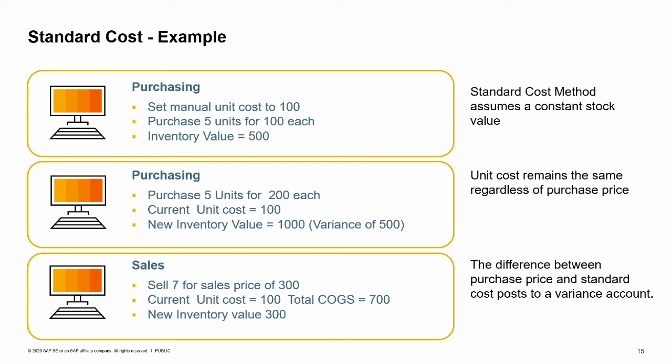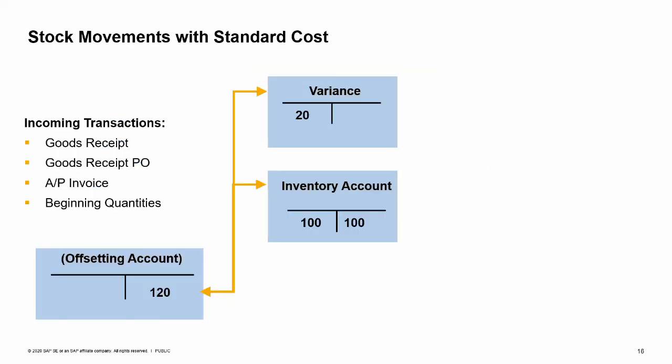The inventory value after the sales transaction is also set by the fixed unit cost of 100. The 7 units sold are multiplied by 100 for a total cost of goods sold of 700. When subtracting this 700 total cost of goods sold from the inventory value of 1000, you get 300 as the new inventory value. As we discussed previously, if an item is managed with standard cost valuation, a variance account is needed when posting any kind of goods receipt without reference, goods receipt PO, AP invoice, beginning quantity. The variance account receives the difference between the standard cost and the cost in the document.